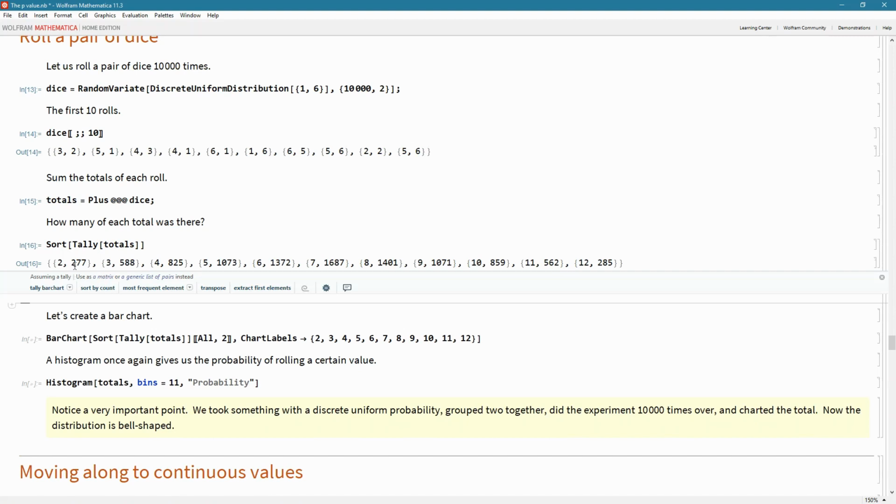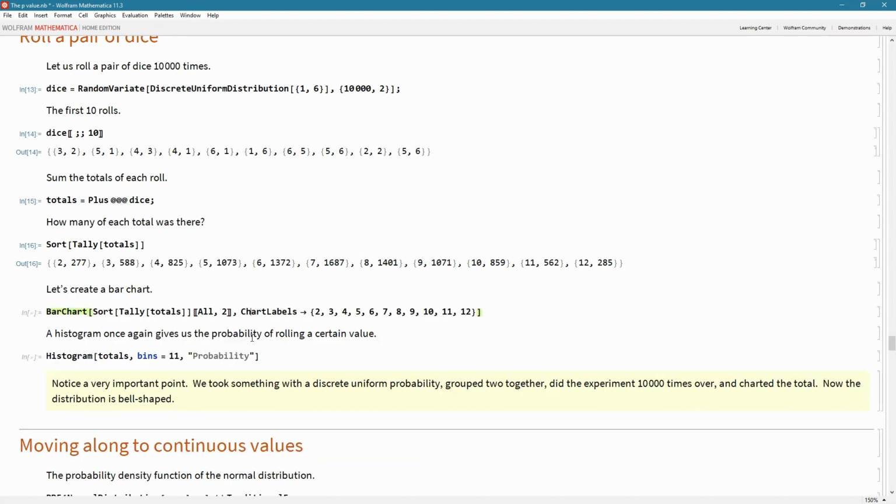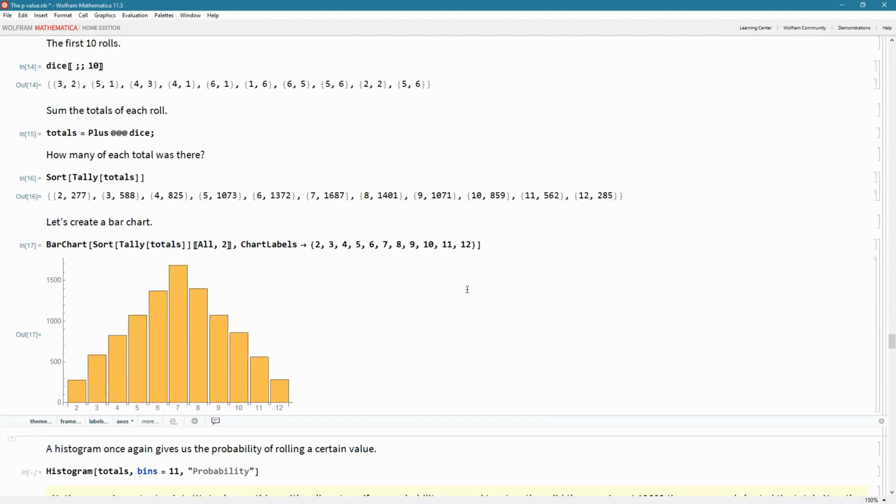It says I rolled 277 2s, 588 3s, so a bit more, even more 4s, even more 5s, even more 6s, even more 7s, but when it gets to 8, I start going down again. And 9 less still, 10 less still, 11 less still, and 12, even less. Let's do a little bar chart of that and see what happens. There's our bar chart, and look at that. Well, this is discrete, not continuous values. I can't roll a 7.5. But isn't that the most beautiful bell-shaped curve you've ever seen?